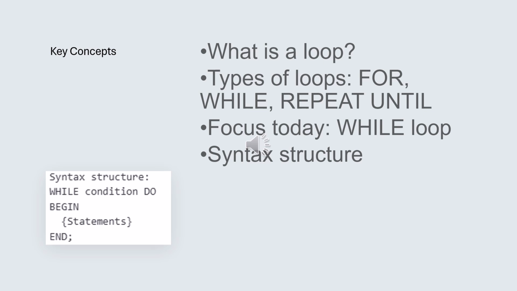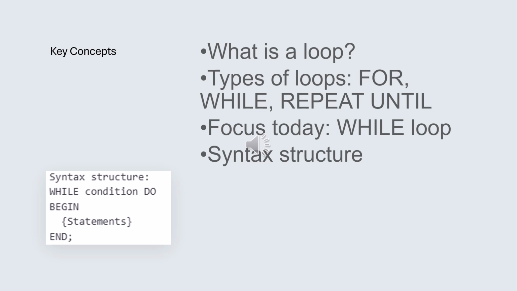Now we have our key concepts here, and the first one is what is a loop, then types of loops, our focus for today, and the syntax structure. You're going to be asking what is a loop. A loop is a programming structure that repeats a set of instructions until a certain condition is met, or for a specific number of times. Loops help to automate repetitive tasks, saving time and effort.